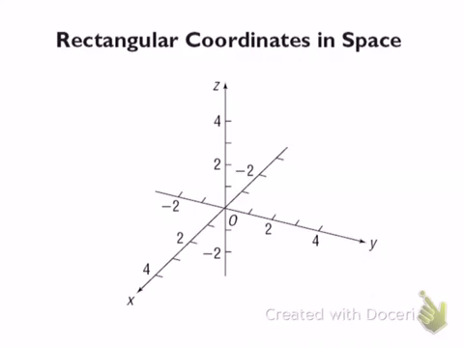Here are the rectangular coordinates in space, and you can see that we have the x, the y, and the z axes. The x is the one that comes towards you and away from you, the y goes left, right, and the z goes up, down. So a lot of times this is really confusing and difficult to picture.